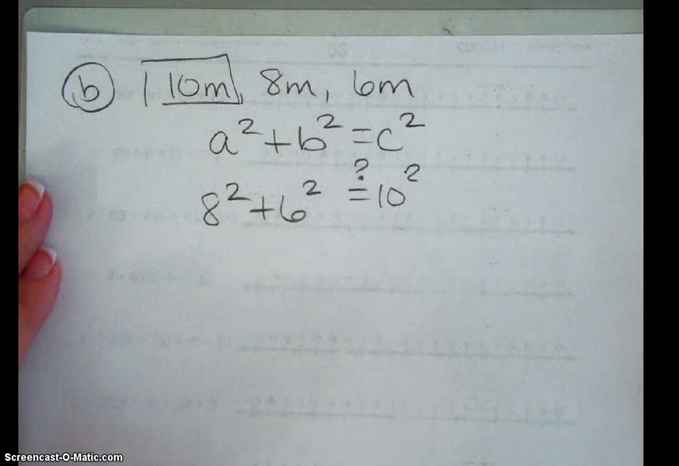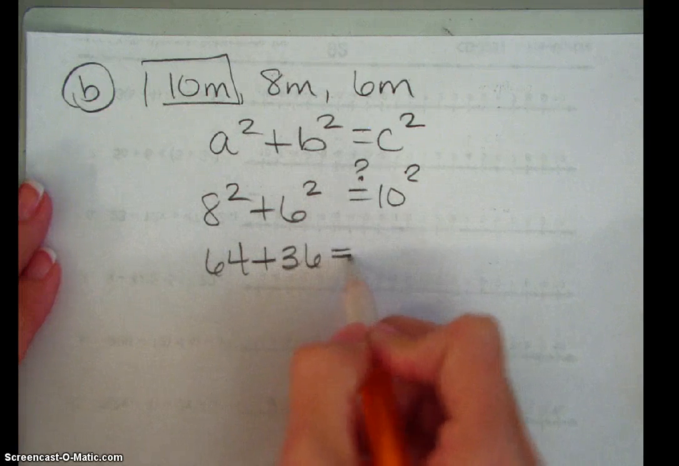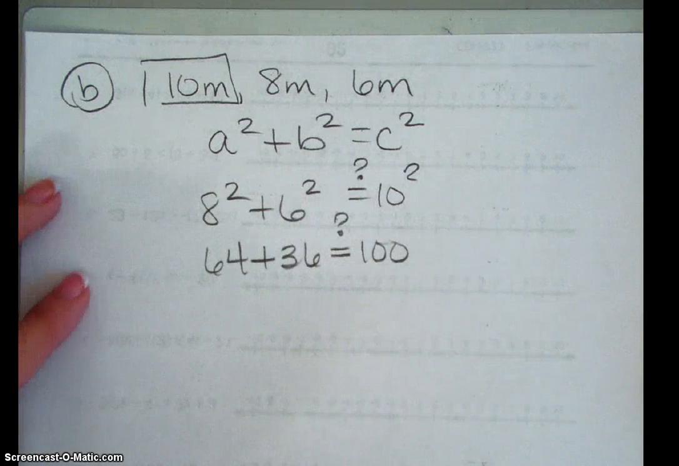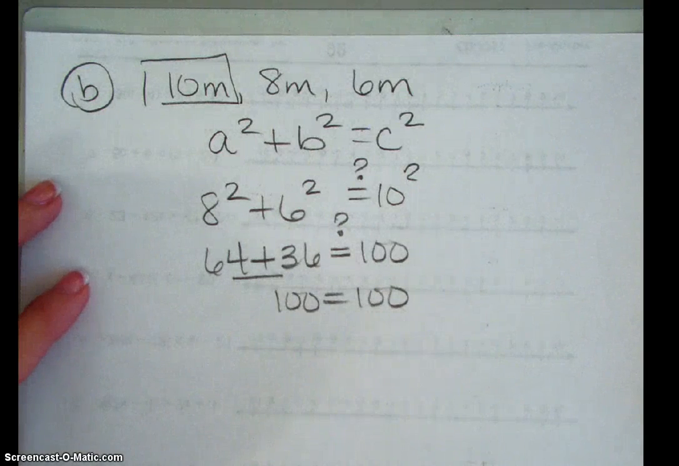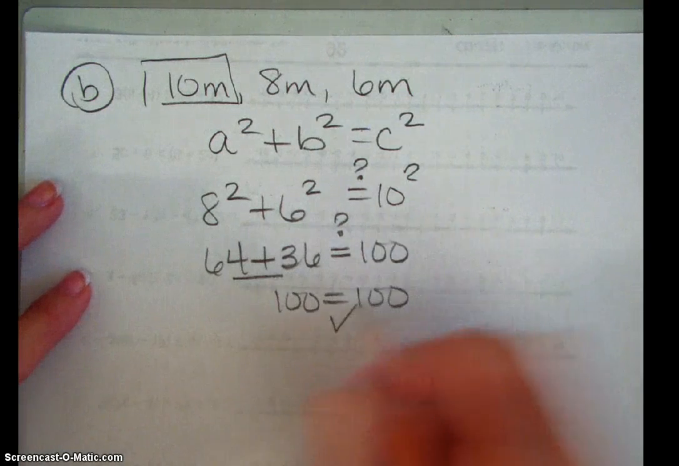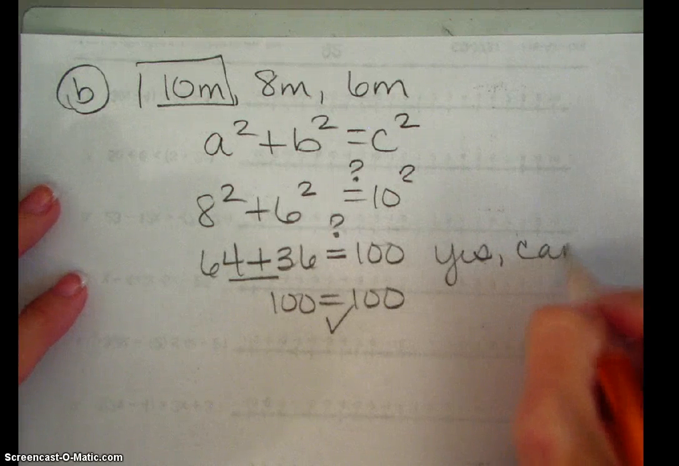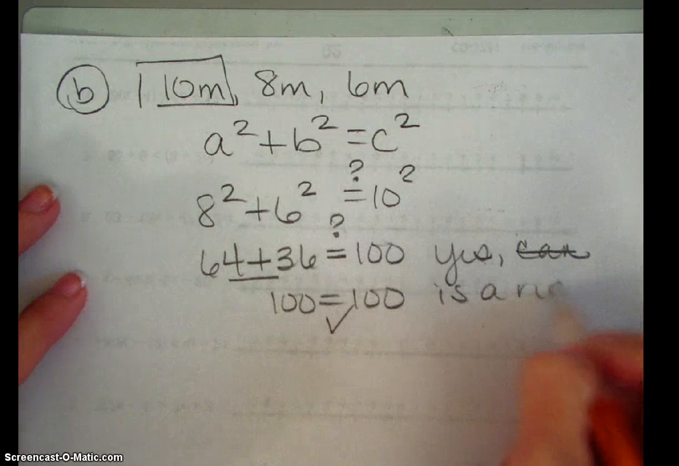Okay, well, order of operations, 8 squared is 64, 6 squared is 36, and 10 squared is 100. Well, what's 64 and 36? 100. And does 100 equal 100? Yes, it does. So yes, actually it is a right triangle.